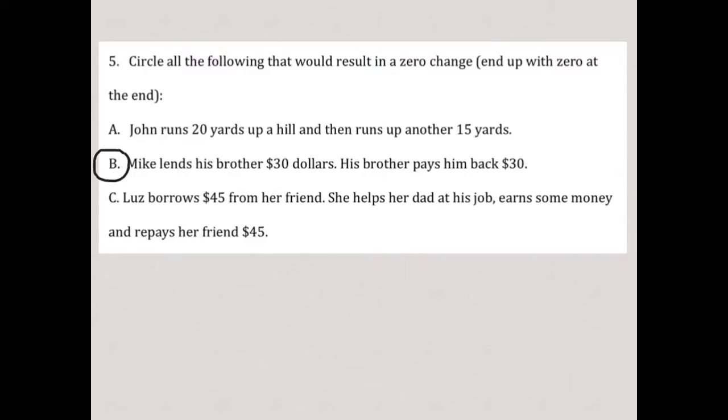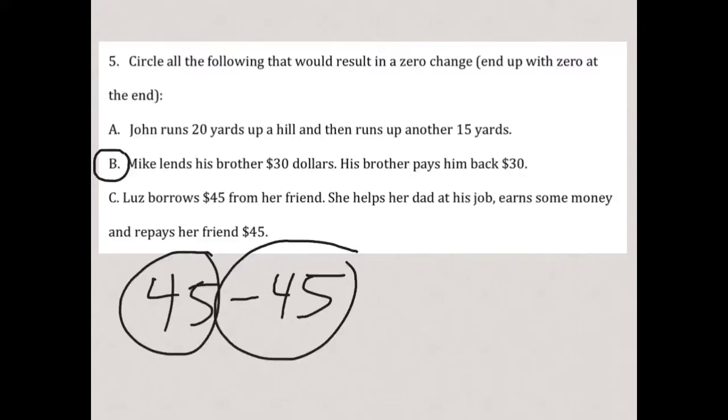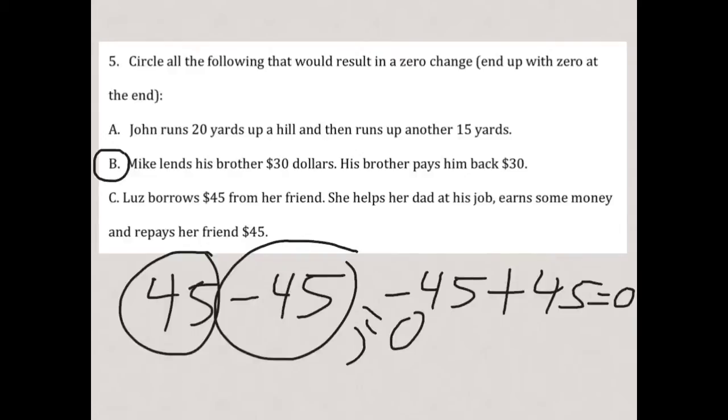Now, let's look at the last one. Luz borrows $45 from her friend. So she has $45. She helps her dad at his job, earns some money, and repays her friend. So now she gives that money back. So she borrowed 45 and paid back 45. You could look at it that she had 45, and then when she paid it back, she's negative. Or she's $45 in debt to her friend, made some money, and paid her back, and she's at 0 in both. So again, this one has a 0 change, so C works.